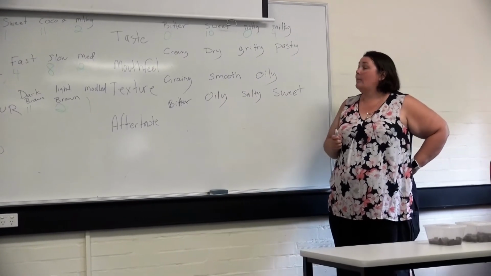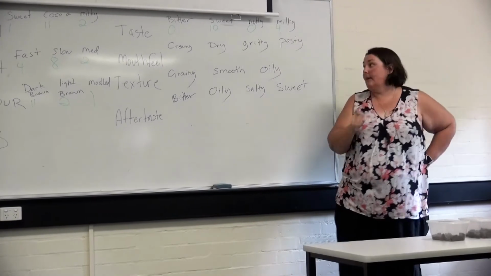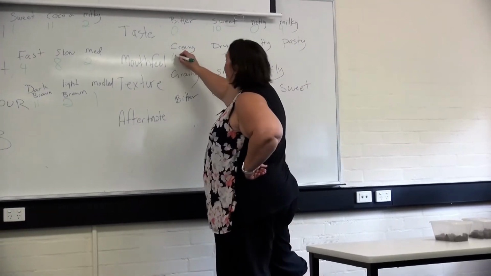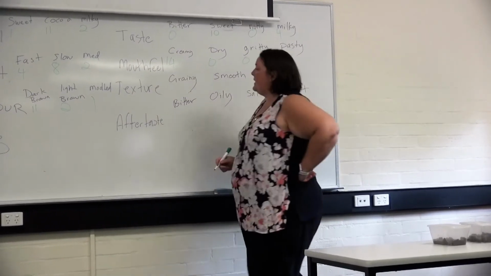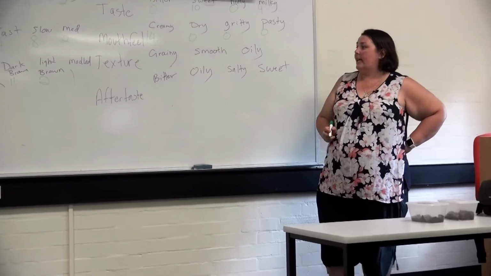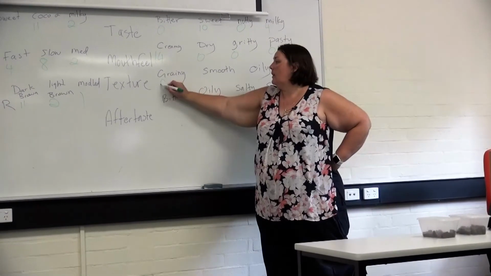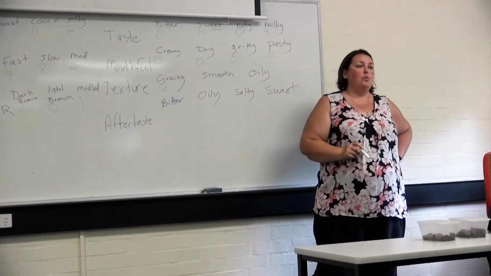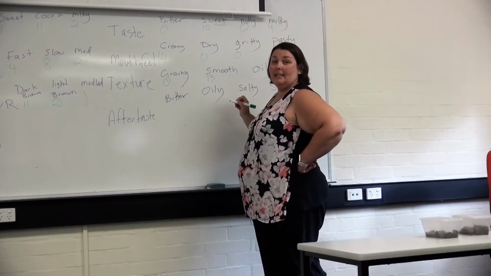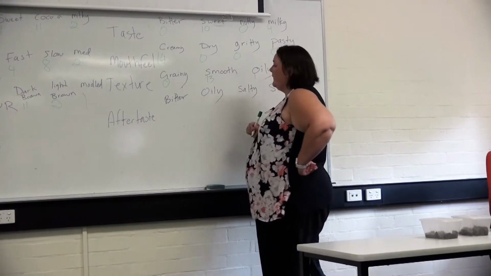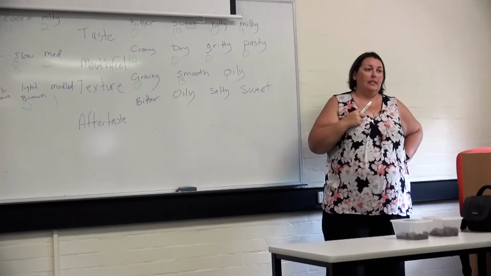Creamy, dry, gritty, or pasty. Show of hands for creamy. 15 for everybody. That makes that efficient. Okay, texture. Grainy, smooth, or oily. Show of hands for grainy. Show of hands for smooth. I'm going to say 13. And are you oily back there? Okay. Okay, aftertaste. Bitter, oily, salty, or sweet?